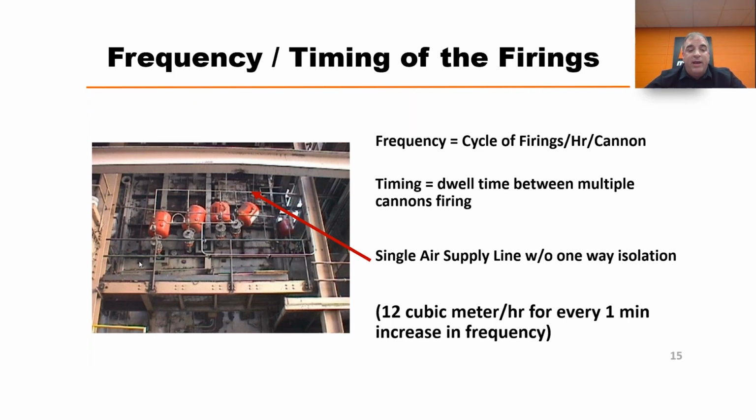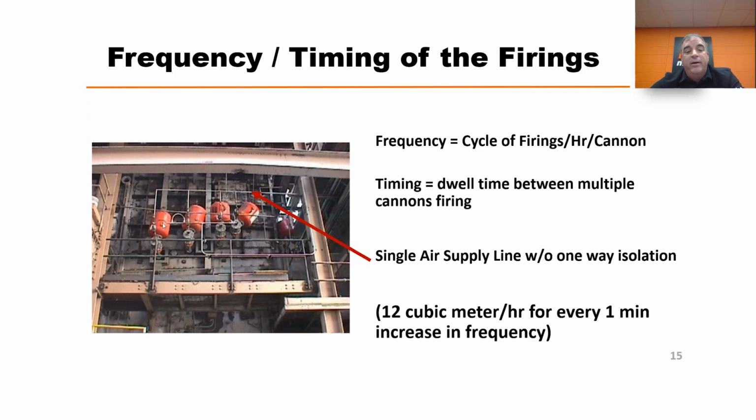So if I fired this cannon on the left-hand side, it blasted, and then 2 seconds later we fired the next one and the next one and the next one. That's your timing. That's your dwell time. Now, the problem there is if you have, like this particular application we're looking at, a single airline that's supplying all 4 of these cannons, and you blast the first one, and a lot of times I see that there's no one-way isolation between each one of these cannons. So what happens is the first cannon fires, and the airline's trying to refill that cannon. Well, it pulls some air out of the other 3 that are next to it.